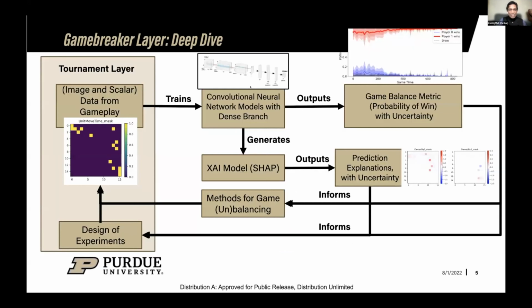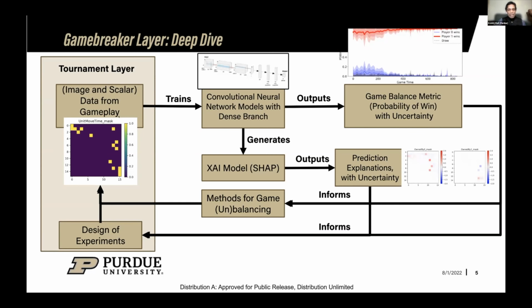And then this is a zoomed-in snapshot of the 2 other layers, the tournament layer and the game breaker layer, and how they talk to each other. Like I mentioned, we have these tournaments where the player plays against itself. We have a lot of different games for different settings, and for that we use design of experiments. Then we have 2 different types of data. One is the image snapshot of the game, and the other is scalar data, like the number of units of the players, the health of the units, and all that.